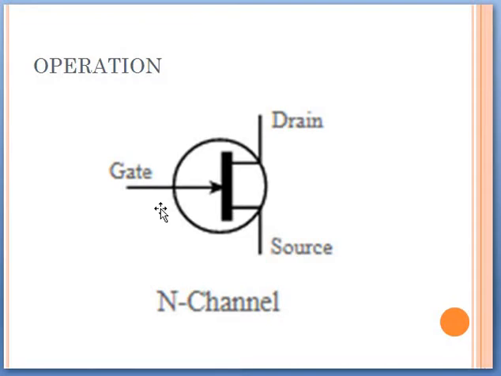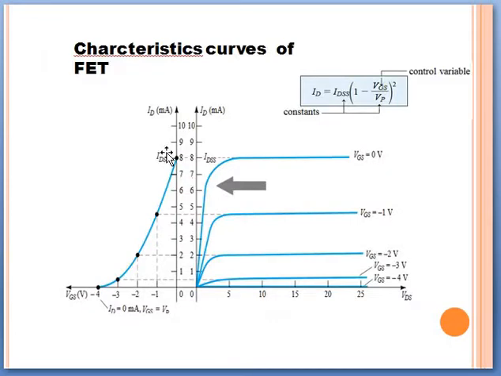So we have to give the gate negative biasing. When the negative biasing is given, the depletion region increases as we increase the negative bias. So that negative biasing can be used to control the drain to source current. And these are the characteristic curves of the FET.